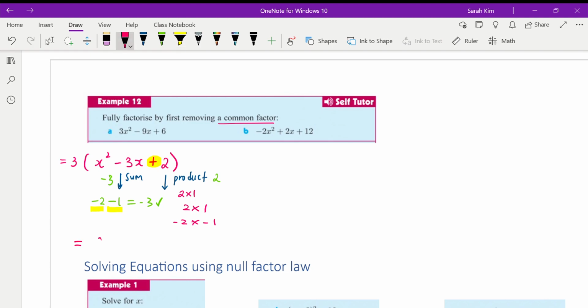So all I have to do, I find it easy if I highlight it or underline it in 2 separate ones. This is going to be option number 1 as a factor. This is going to be option number 2. So you just literally copy it. Let's do the second one.